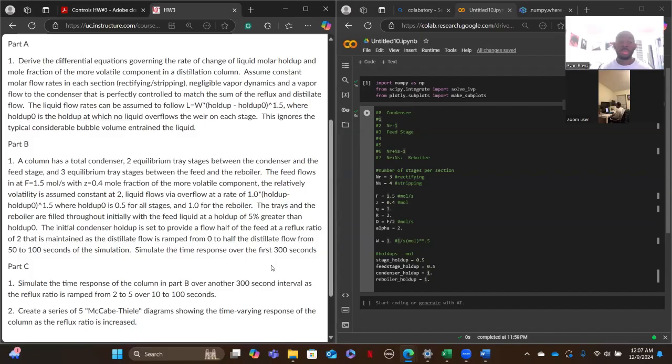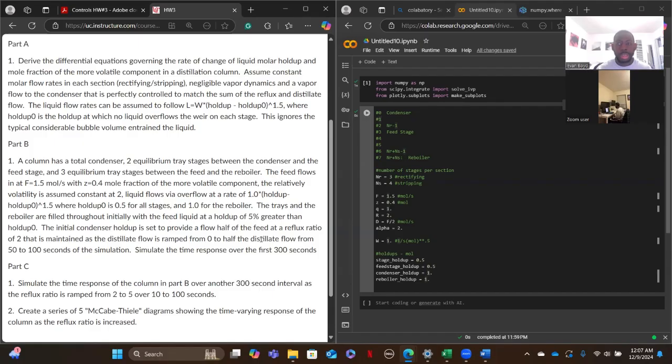Initially, we do know that over time, it is only 2 from 50 to 100 seconds in the simulation, and then past 100 seconds, we do see it fluctuate throughout our distillation column all the way until we get to 300 seconds. So we will incorporate that later on in our Python. For our distillate, we know that it's half, and it's stated right here. Our initial condenser hold up is set to provide a flow rate of the feed at reflux ratio 2, maintained as the distillate flow rate is ramped from 0 to half the distillate flow. So we know our distillate is equal to our feed flow rate divided by 2.